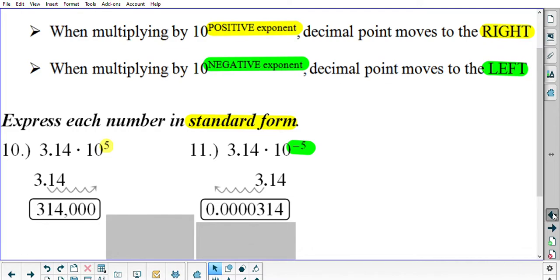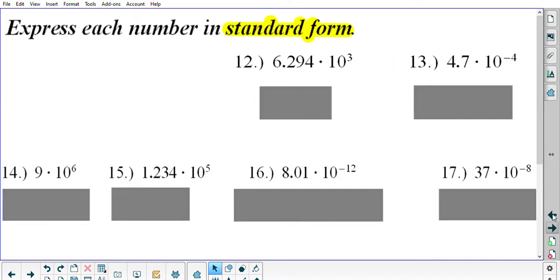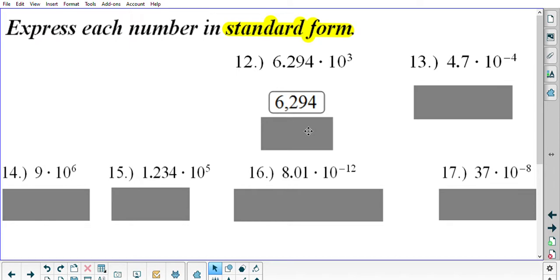Let's go ahead and have you try numbers 12 through 17 on your own. You know what? If you want me to do 12 and 13 with you right now, I'll go ahead and do them with you right now. Problem number 12, we're multiplying times 10 to a positive third power. So it's going to move the decimal point 3 places to the right, which now would put the decimal point, instead of being after the 6, 3 spaces to the right, which would make it after the 4, and that's why it's 6,294.